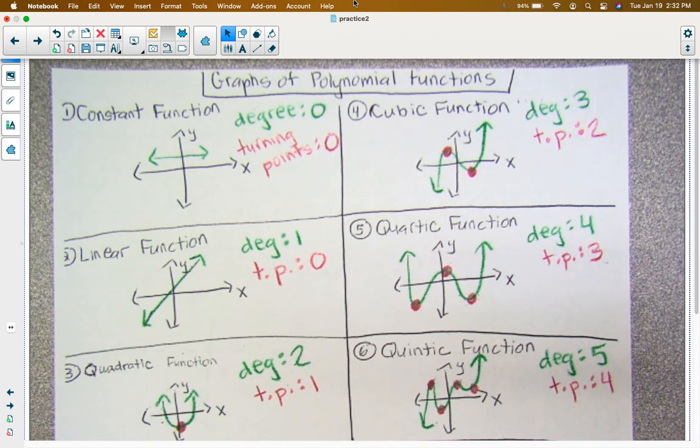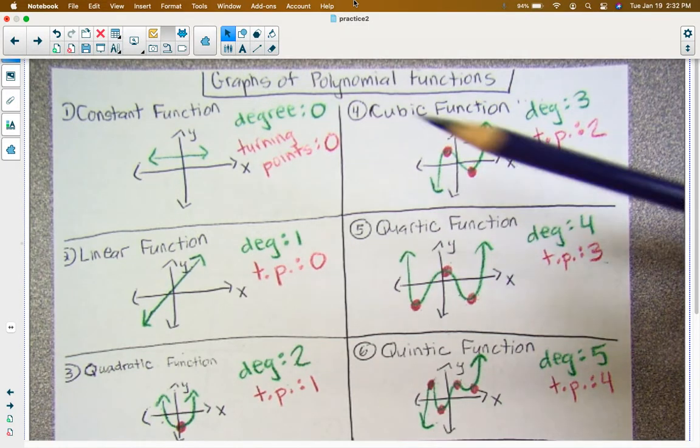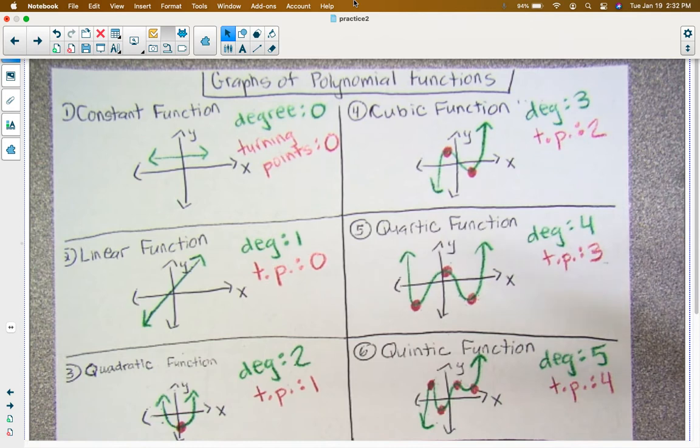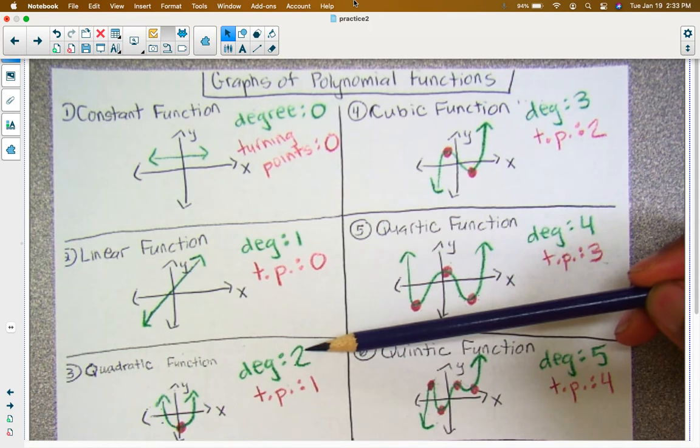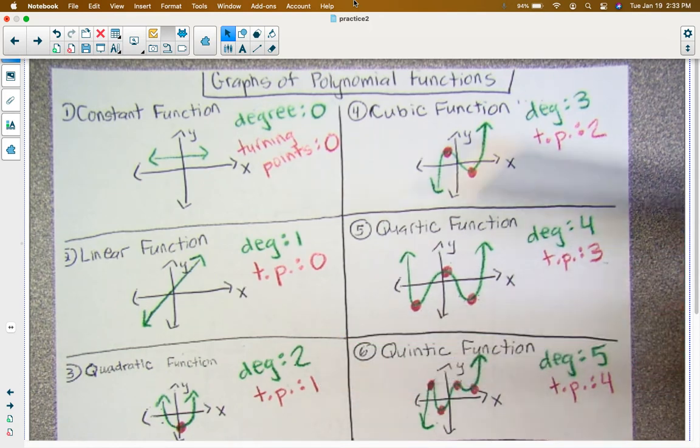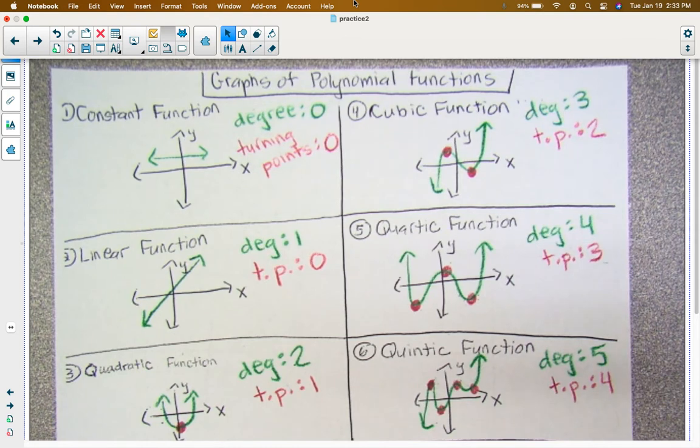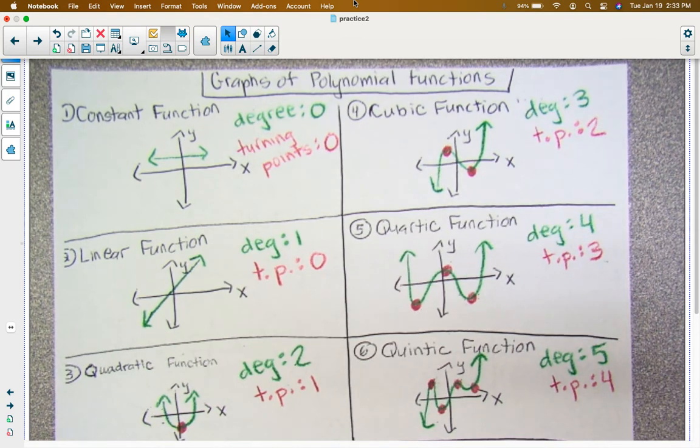Now, I want to take a look at these numbers, and maybe we see a pattern or a generalization that we can make. With the exception of possibly the first 2, maybe you see a relationship between the degree and the turning points. So my degree, which is the highest exponent, is 2, and I have 1 turning point. My degree for number 4 is 3, and I have 2 turning points. My degree for number 5 is 4, and I have 3 turning points. This one, degree 5, and I have 4 turning points. So the relationship between the degree and the turning points is that your turning points are going to be 1 less than your degree.